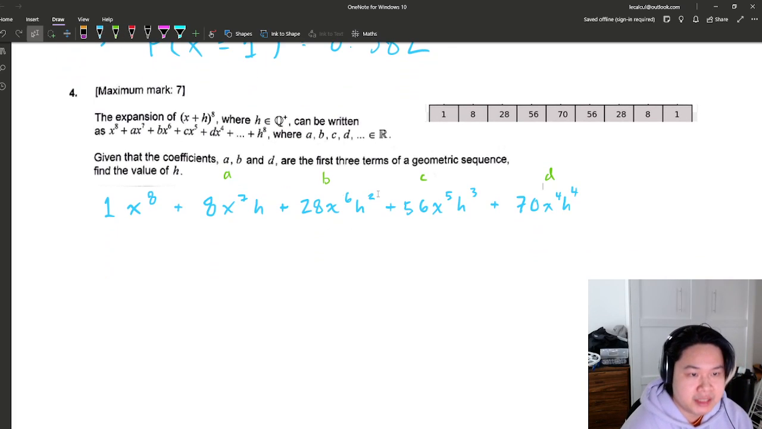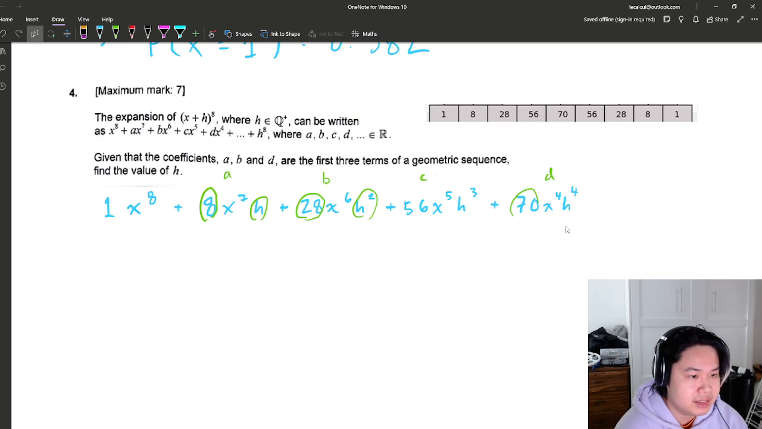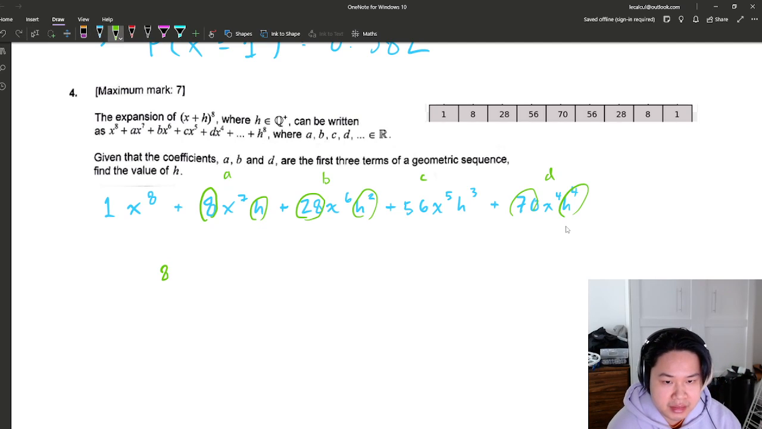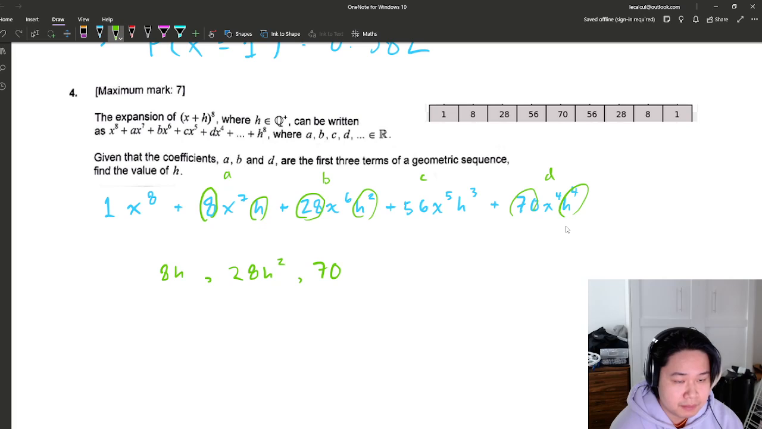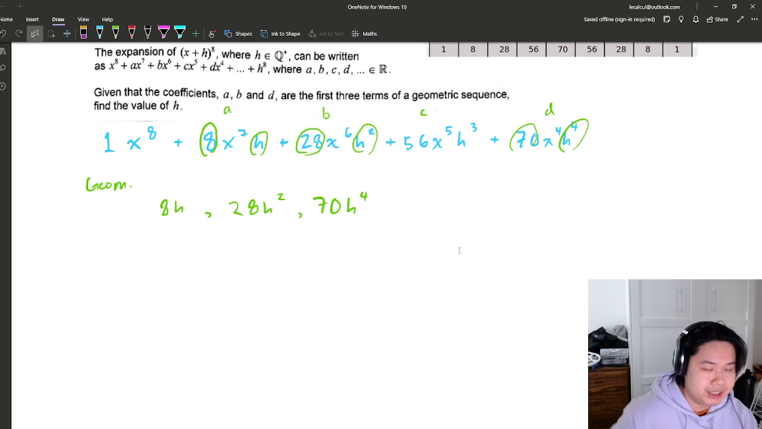Okay. So they're saying that A, B, and D are geometric. So the coefficient A would be 8h, B would be 28h squared, and then D would be 70h to the power of 4. So now we know that 8h, 28h squared, and 70h to the power of 4, this is a geometric sequence. Which means that they have a common ratio.